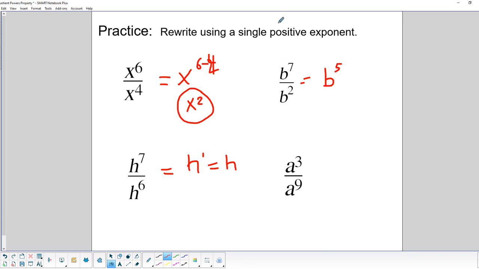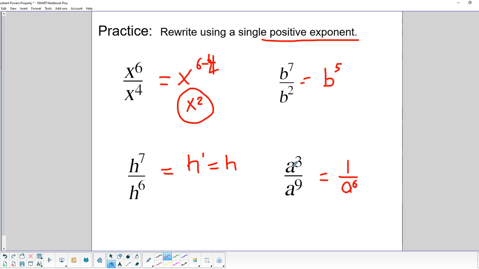All right, on this one, we're trying to keep it a single positive exponent. So if we subtract 9 from 3, like we've done on all of these other ones, we're going to end up with a negative exponent. So we're actually going to take the smaller exponent down to the bottom and subtract it from the 9, which is going to leave us 1 left over on the top because those all canceled out with 3 on the bottom. And we're going to end up with a to the 6th power.